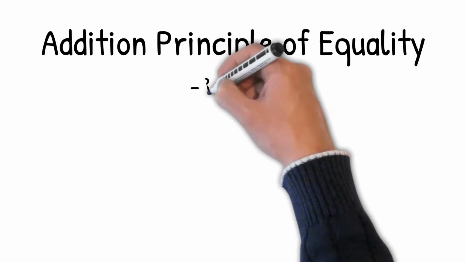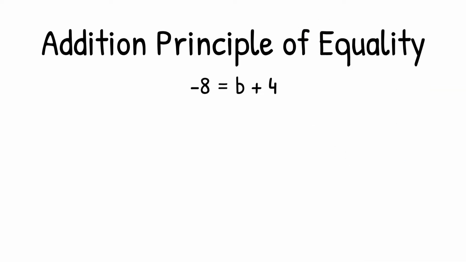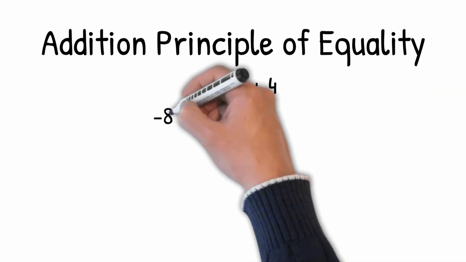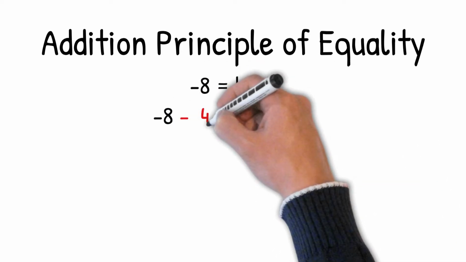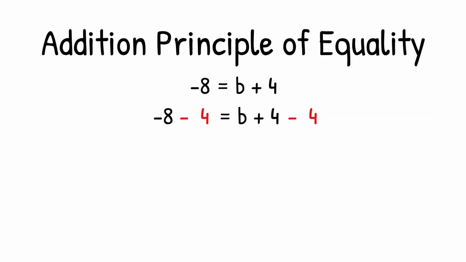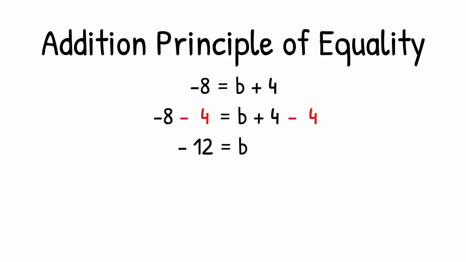Now let's try using the addition principle of equality on another equation, such as negative 8 is equal to b plus 4. So what's happening to b this time? We're adding 4. So do the opposite. Subtract 4 from both sides. Negative 8 minus 4 is negative 12. 4 minus 4 is 0, so we end up with just b on the right, negative 12 on the left. Therefore, b is equal to negative 12.